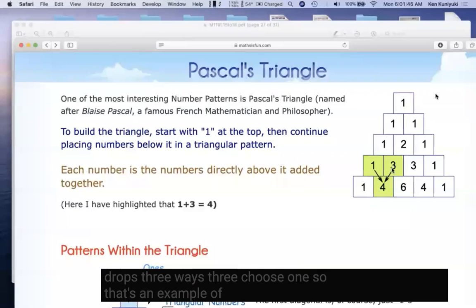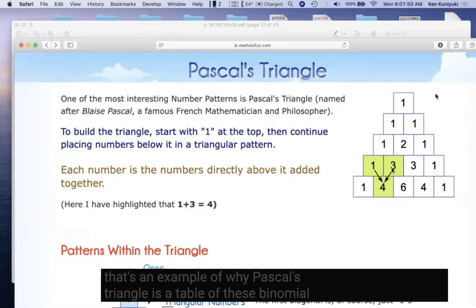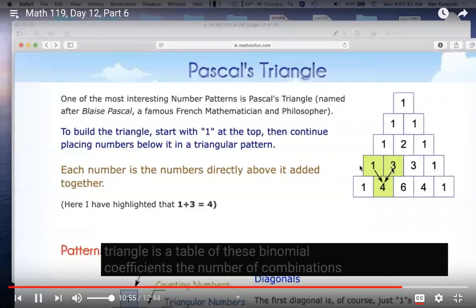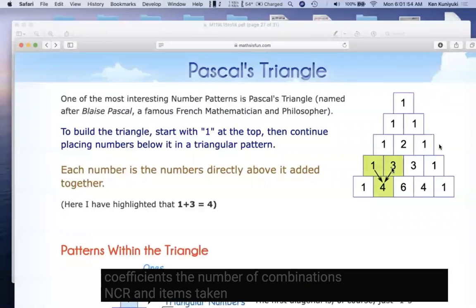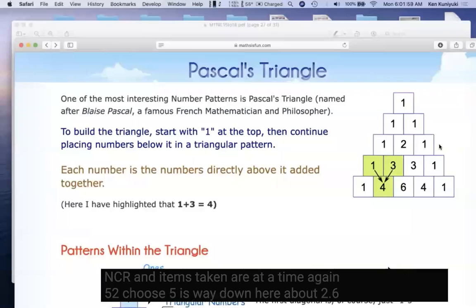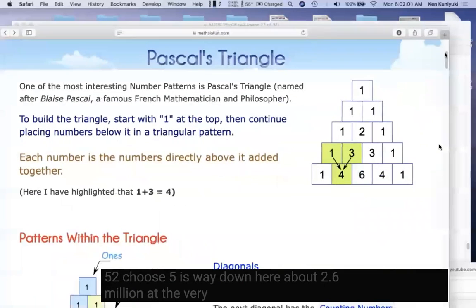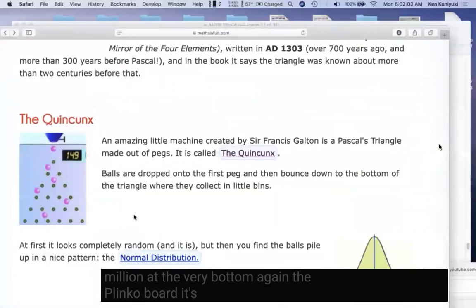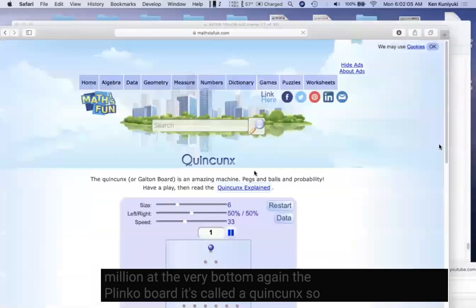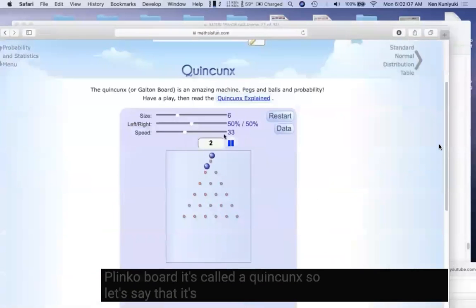So that's an example of why Pascal's triangle is a table of these binomial coefficients, the number of combinations, nCr, n items taken r at a time. Again, 52 choose 5 is way down here, about 2.6 million. At the very bottom, again, the Plinko board. It's called a quincunx. So let's say that it's 50-50. p is 0.5 in a binomial distribution.